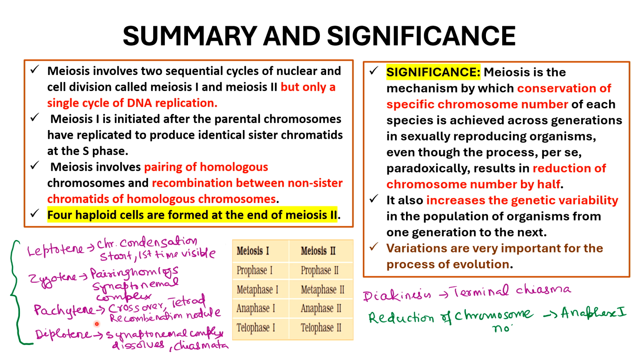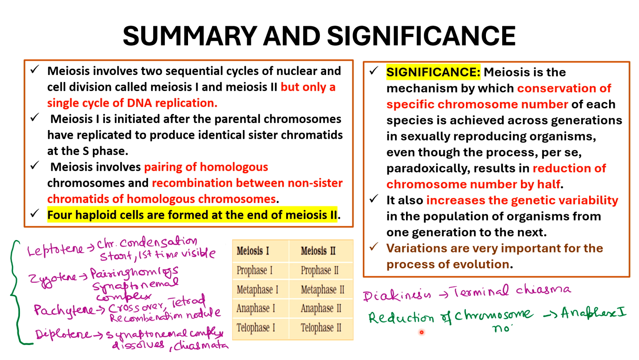Where is the recombination nodule formed? In pachytene. Crossing over also takes place in pachytene. Which enzyme helps in meiosis part 1? The answer would be recombinase, right? Then the characteristic of diplotene is that the synaptonemal complex is dissolved. X-shaped structures or chiasmata are formed in diplotene. And in diakinesis, terminalization of chiasmata takes place. The chromosomes are held together only at the ends.